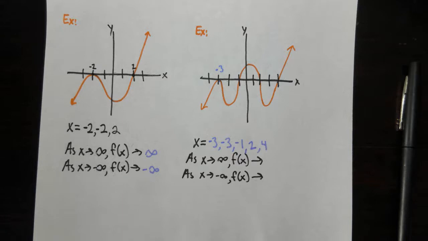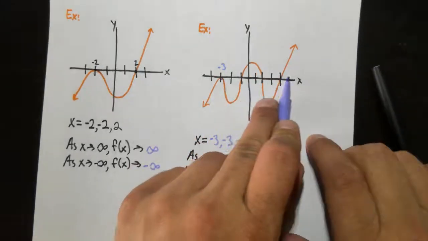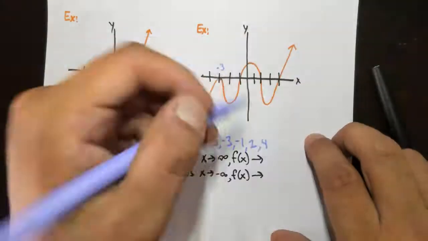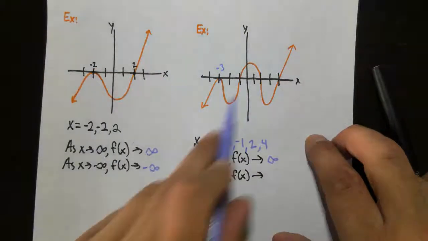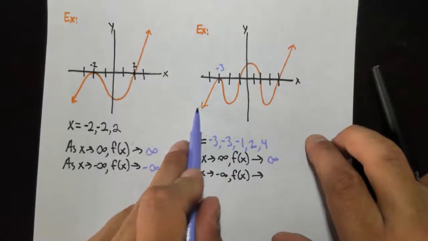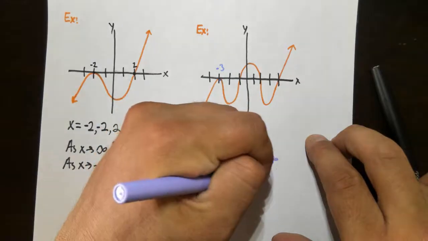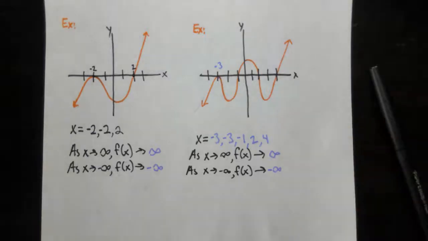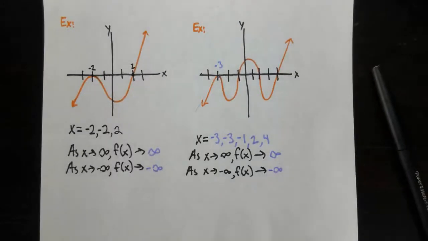Let's talk about end behavior. As x approaches infinity, f of x also approaches infinity. And then as x approaches negative infinity, as we go to the left, the function approaches negative infinity. Let's look at one more example here.